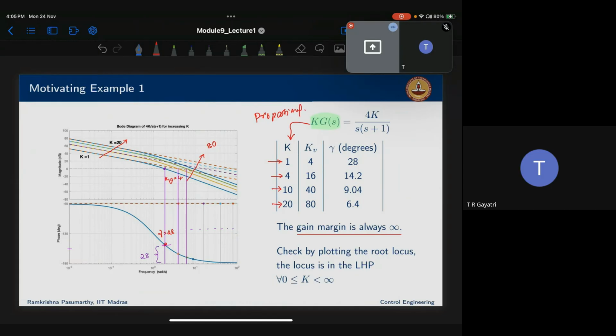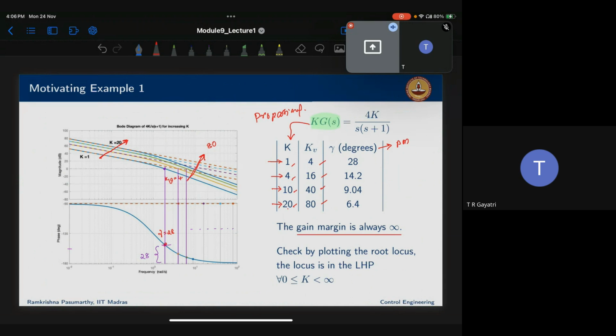With only a proportional controller, as you keep on increasing K, you should see 1, 4, 10, 20. The Kv keeps increasing, so hence this phase margin is also changing, which you can see in the left side Bode plots. This way you keep on increasing K from 1 to 20. You could see the Kv increasing in a similar fashion: starting with 4, 16, 40 and 80.